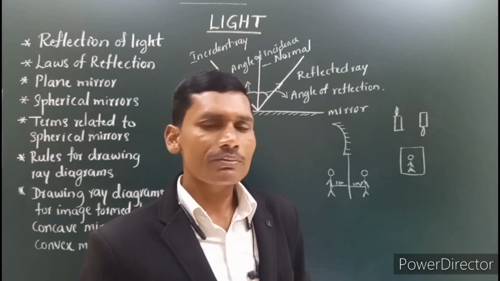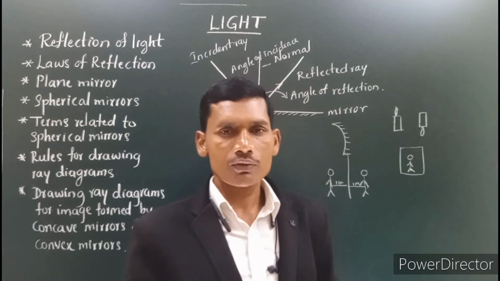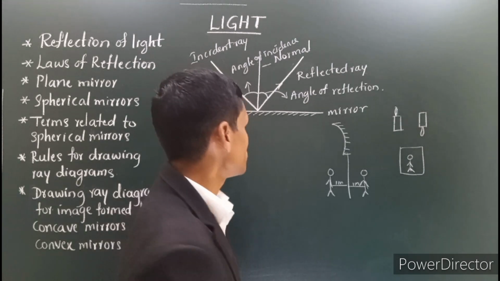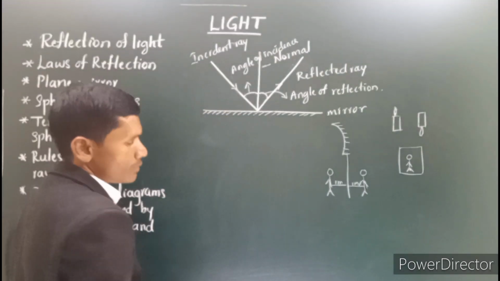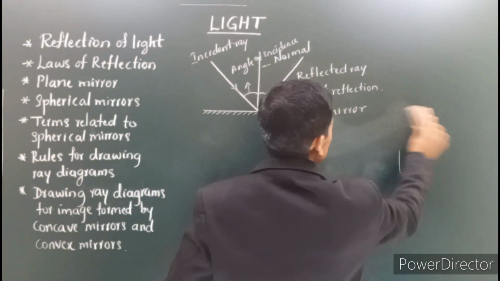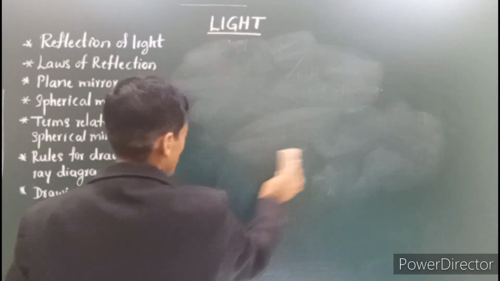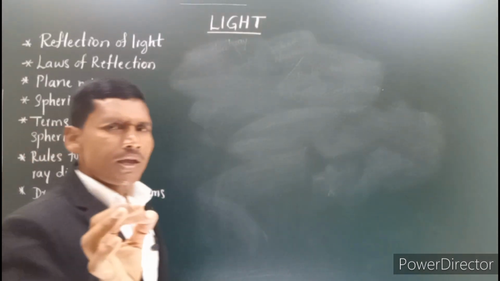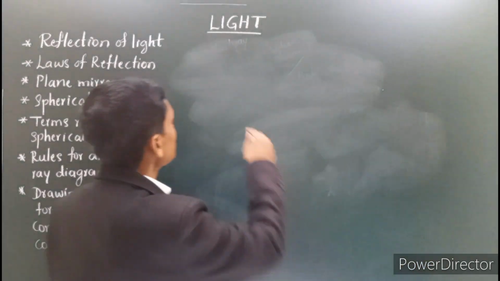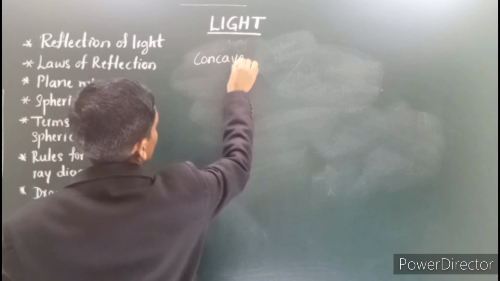There are two types of spherical mirrors that we have to study in detail. The first one we are going to learn is the concave mirror. Now we are going to learn a few terms related to these spherical mirrors, right? First, let us try to understand the concave mirror.